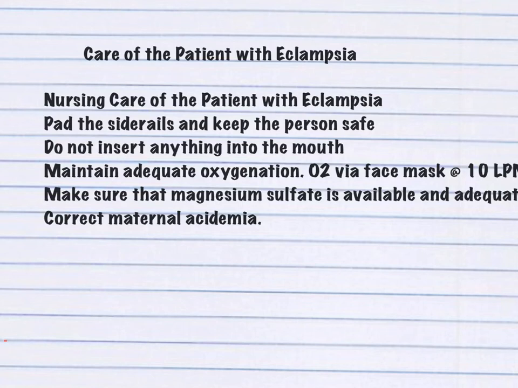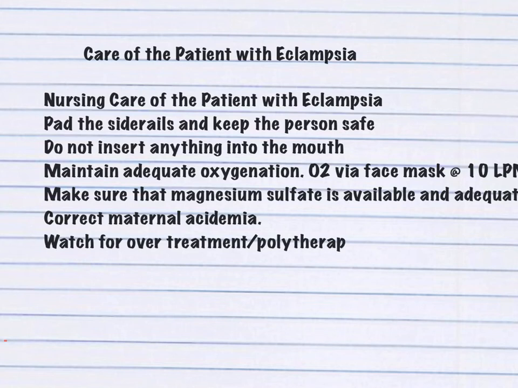You want to make sure that if you are giving something to try and reverse that seizure, that it's not adding to the effect of your magnesium therapy. So watch for overtreatment, because you'll depress their respiratory centers and that person will not breathe. And then you have a worse situation. Okay, so polytherapy. If you're giving mag, be careful of giving anything else that causes respiratory depression.